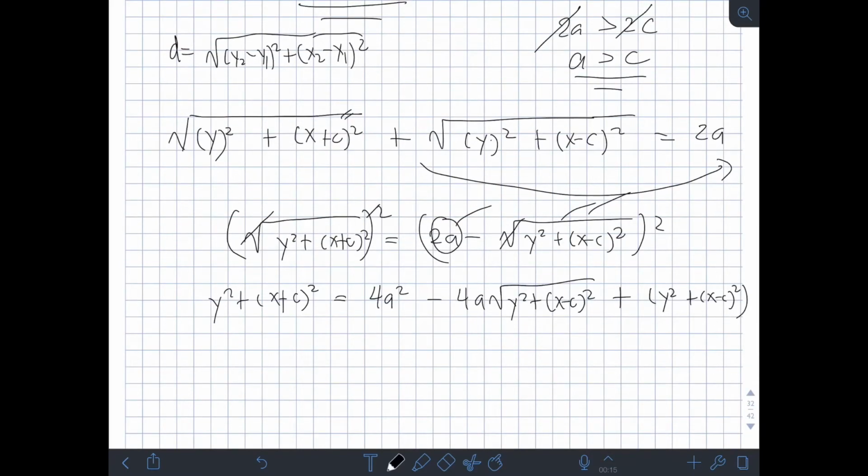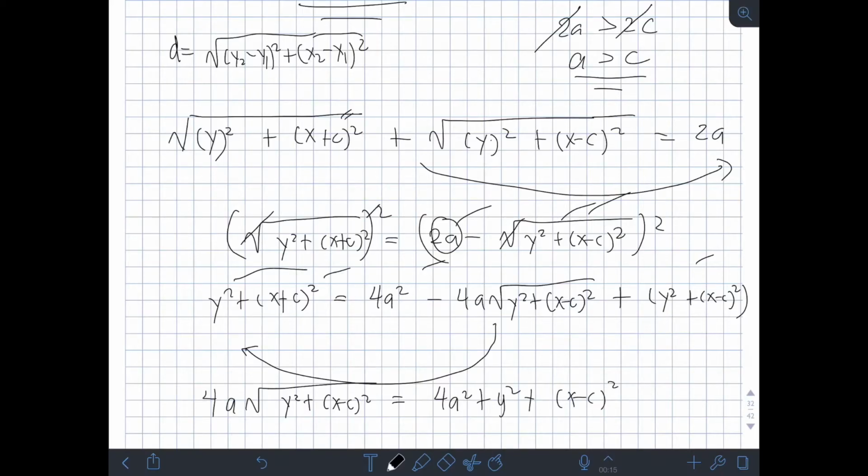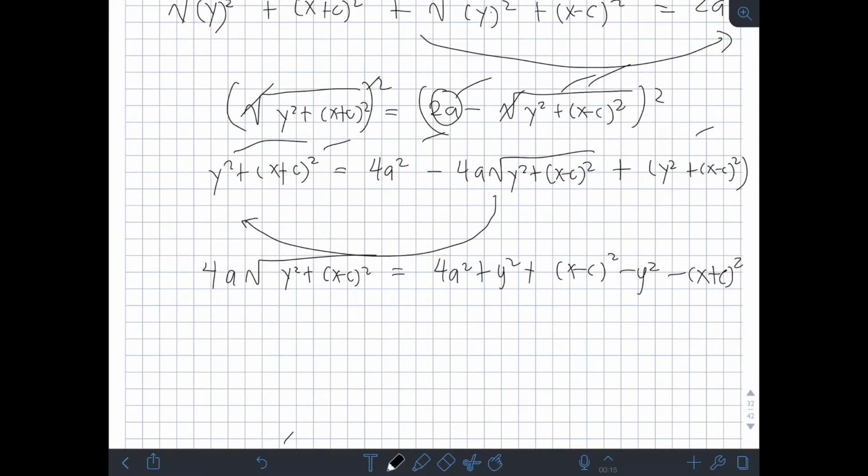Okay? Now, i-transpose ko to dito. So, magiging 4a square root of y squared plus x minus c squared equals 4a squared plus y squared plus x minus c squared. Then ito, transpose ko sa kabila. Minus y squared minus x plus c squared. Okay? So, expand muna natin at i-simplify natin tong right side.